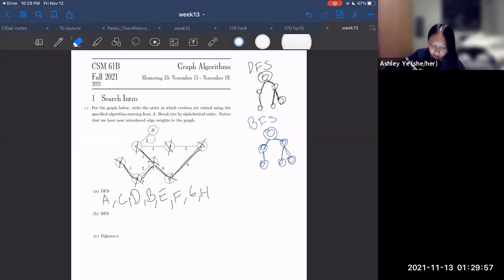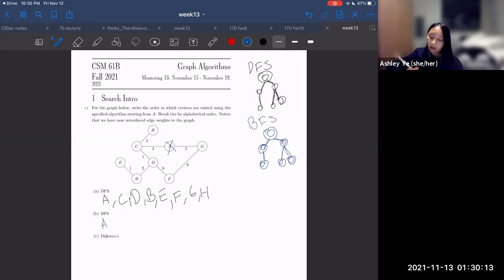So let's try running BFS on the given graph. We're starting from node A again, so we want to visit A. Then we're given the choices of C and G again. Since we're doing breadth first search, we want to visit all of A's neighbors next. It's either going to be C, G or G, C. Since we're using alphabetical order, we visit C and then G.